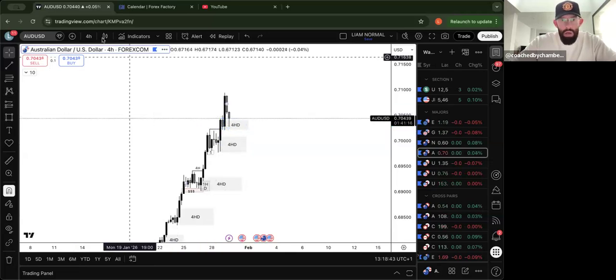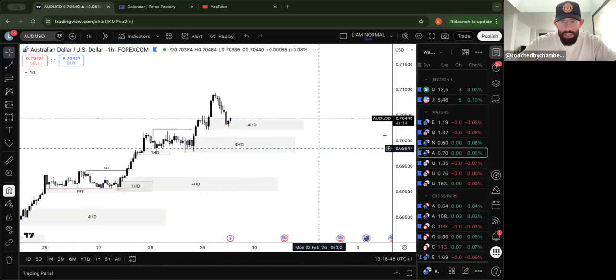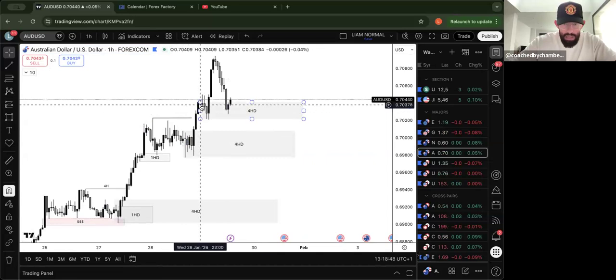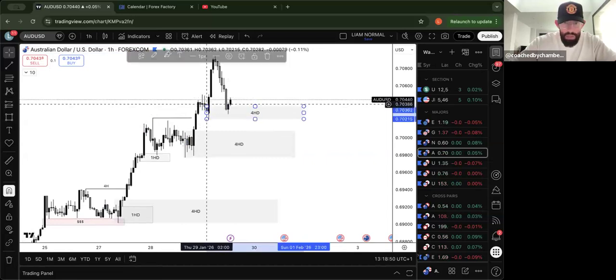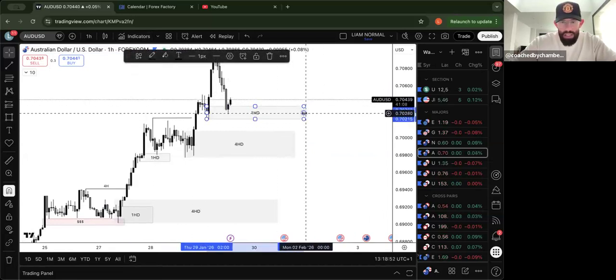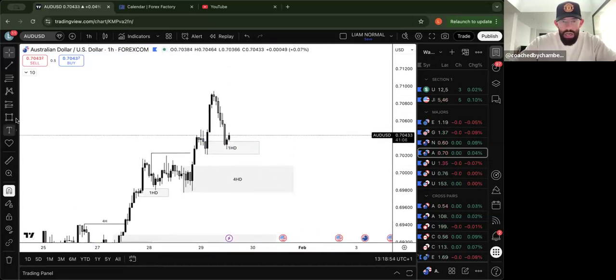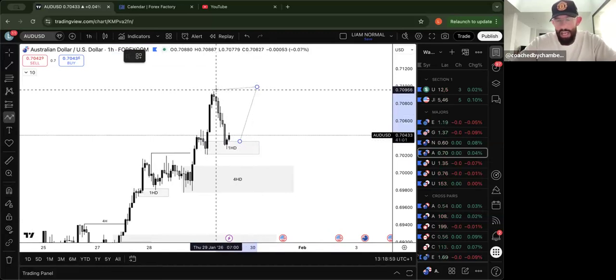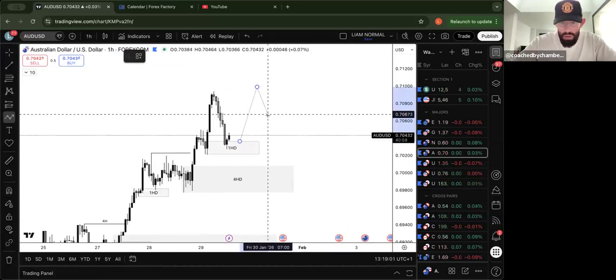So either way, if we are staying bullish with AUD USD, in fact, let's mark this out as this 1 hour demand area. What you can expect is two scenarios if we do carry on bullish. The first scenario is we carry on bullish from here, we target this high as our liquidity. That is one scenario, of course.